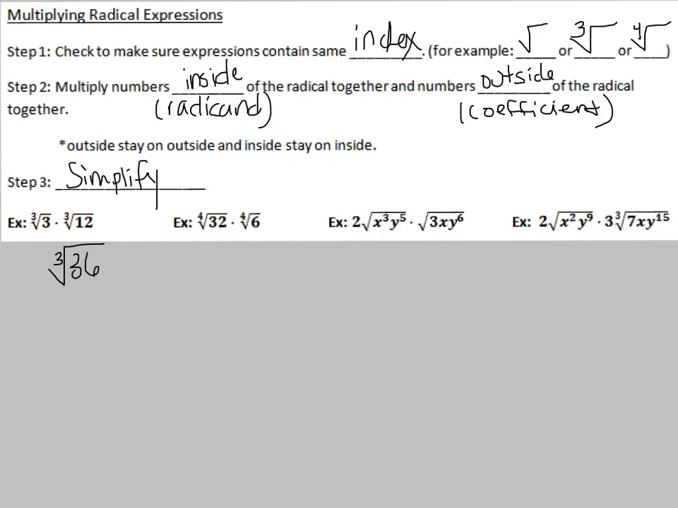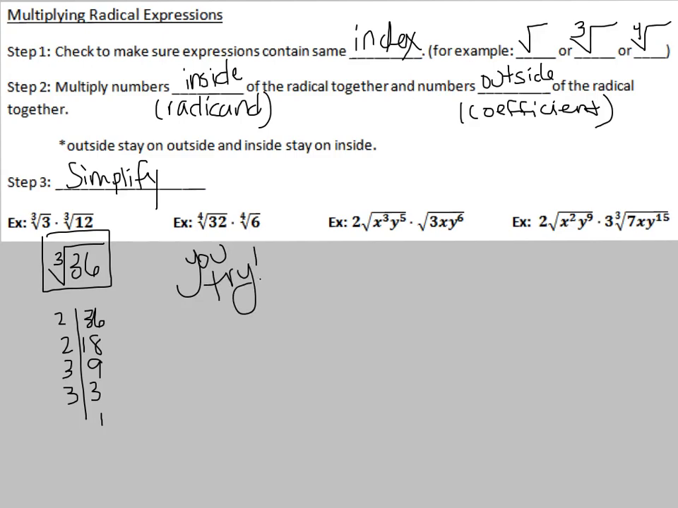And then I'm going to see if I can break down 36. I'm going to use the birthday method. 2 goes in 18 times, 2 goes in 9 times, 3 goes in 3 times, and 3 goes in once. In order to leave this radical, I need groups of 3 since my index is a 3. And I don't see any groups of 3. So I can't simplify this any further, and this is my answer. Go ahead and you try this one.